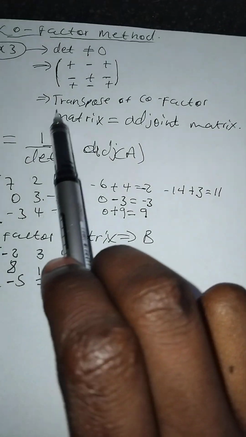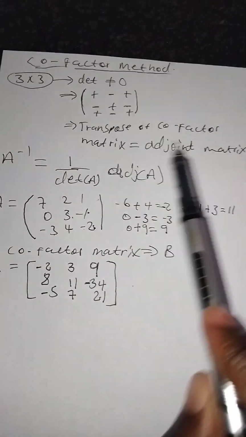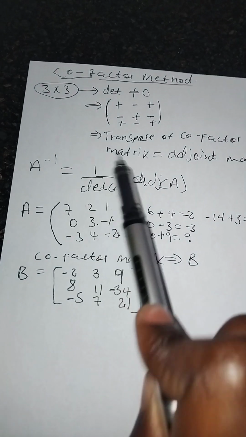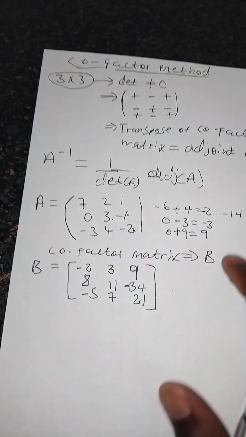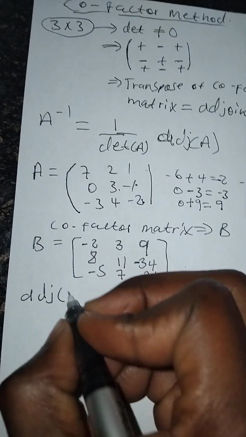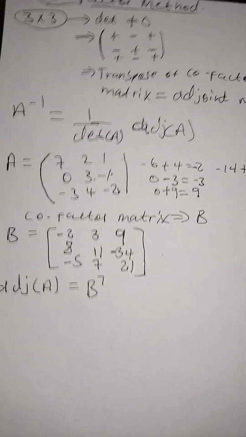Then at this point, I said that the transpose of the cofactor matrix is the adjoint matrix. Remember, we're going to need an adjoint matrix, since according to the formula, A inverse is equal to 1 all over the determinant times the adjoint matrix. So we need the adjoint matrix now. So we see that the adjoint of A is going to be the transpose of matrix B, just like that.